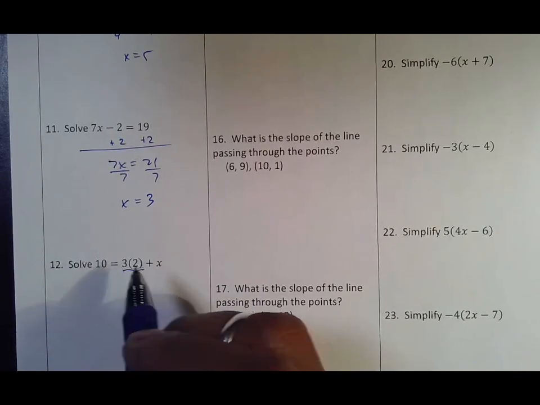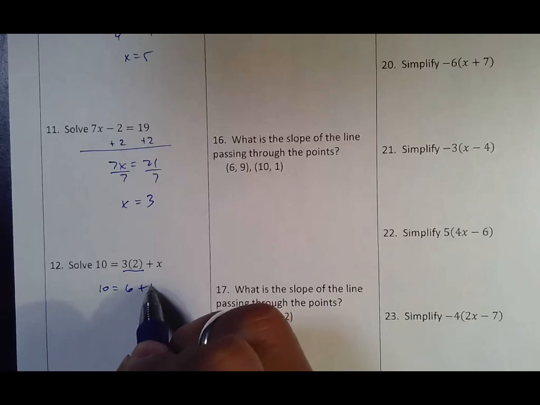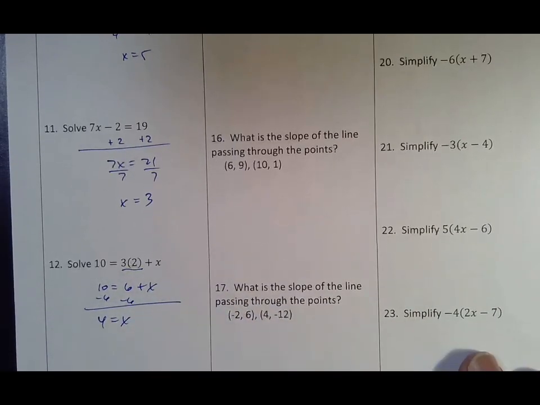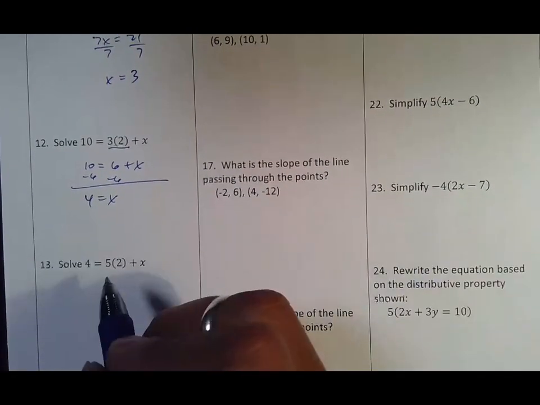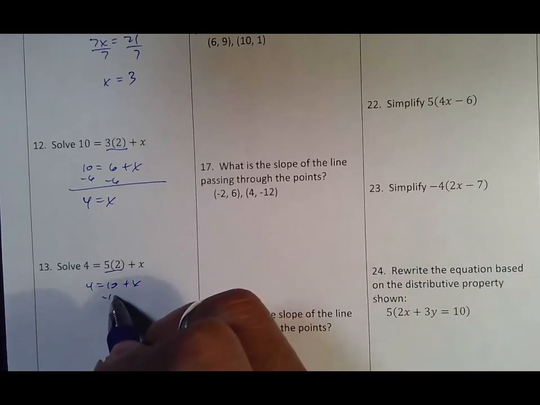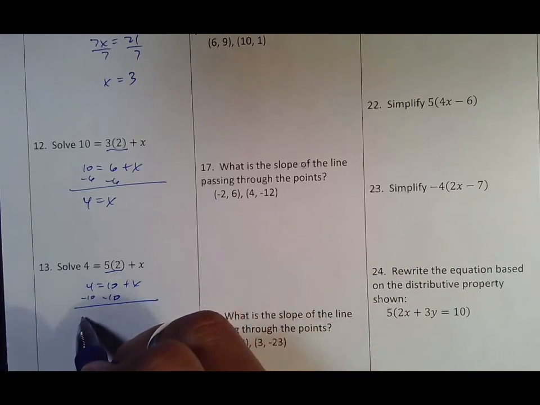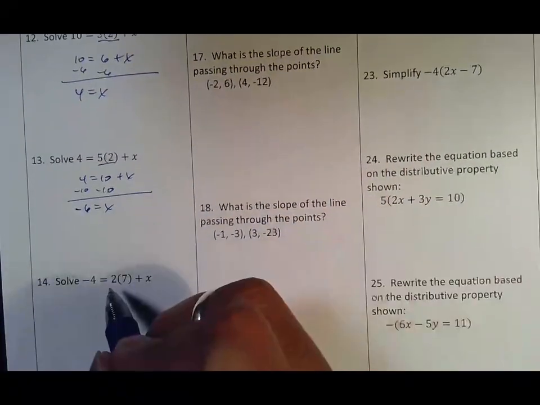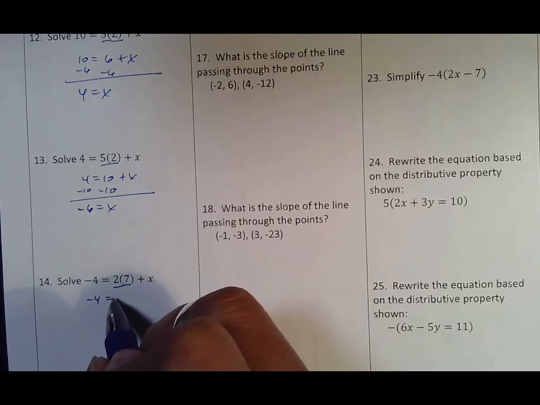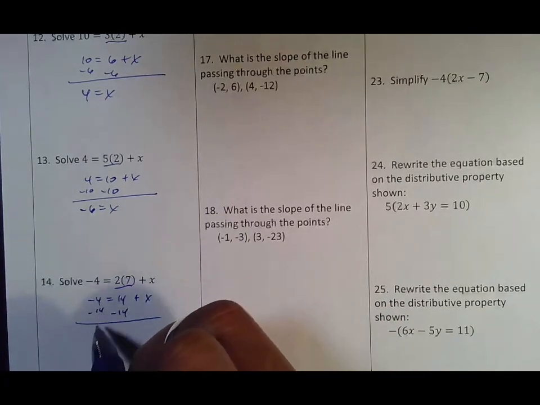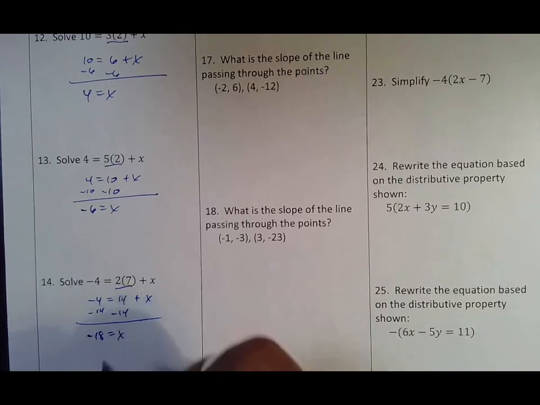The only thing we can do right now is multiply, so you end up with 10 equals 6 plus x. We then subtract 6 from both sides, getting 4 equals x. The only thing we can do here is multiply, so 4 equals 10 plus x. We subtract 10, 4 minus 10 is -6 equals x, and that is that. Here, again, the only thing we can do is multiply. -4 equals 14 plus x. When we subtract our 14, those are both negative, so remember they go together. Give you the answer of -18 for your x.